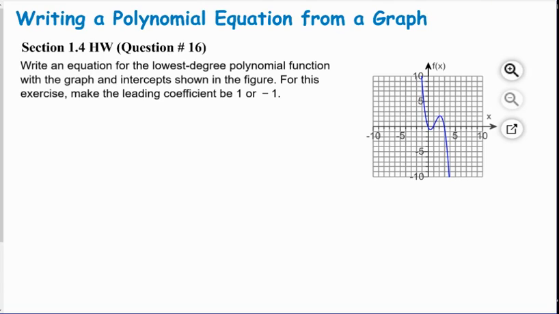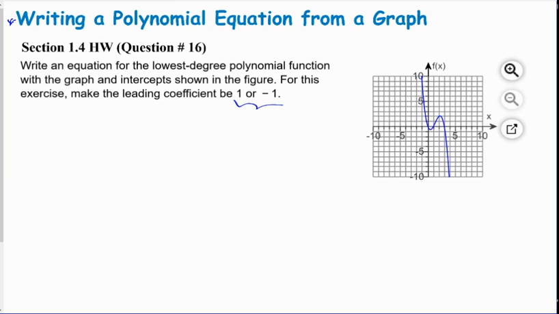Okay, so this is a question I received about the homework for section 1.4, number 16. It says write an equation for the lowest degree polynomial with the graph and intercepts shown in the figure for this exercise, and make the leading coefficient so that it is going to be positive or negative 1. So I simply call this writing a polynomial equation from a graph.